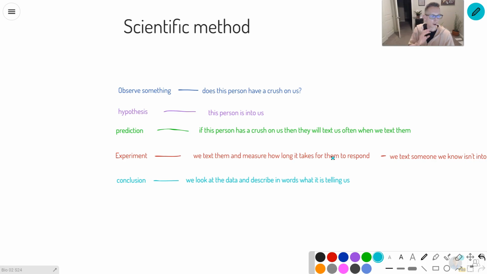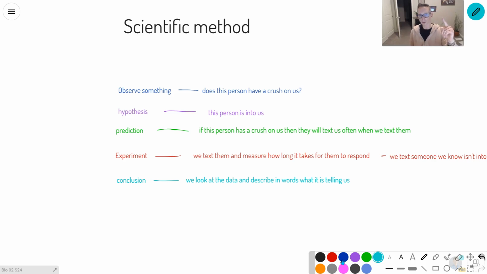So our conclusion is not always 100% accurate, but the more we run the experiment, we could then run another experiment. We could ask them on a date. Just be forthright. That's a good experiment to run. We could buy them a gift and see if it makes them feel strange. We could tell them that we like them. See how that experiment goes. And the more we do that, and the more data we collect, the more confident we can be in that conclusion.